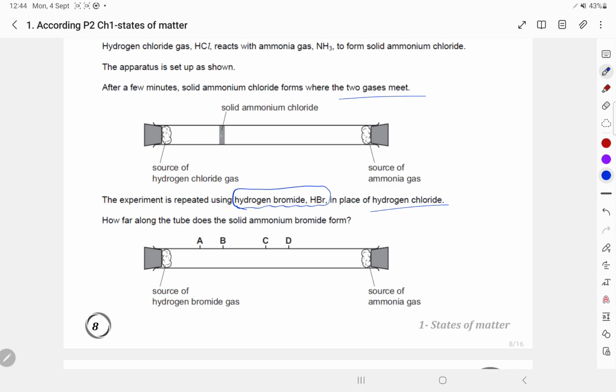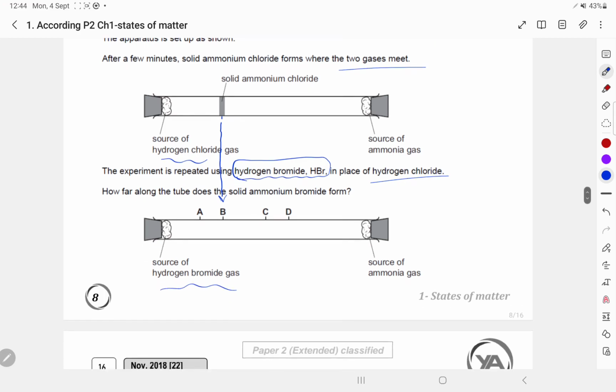Look, at the first experiment, the solid ammonium chloride is actually formed at point B. But now we replace the hydrogen chloride with HBr. So I need to know whether the HBr is heavier than the hydrogen chloride or lighter, to decide whether they will meet at A or C. Okay, let's calculate the MR of the hydrogen chloride HCl. It has MR 36.5, which is 1 plus 35.5.